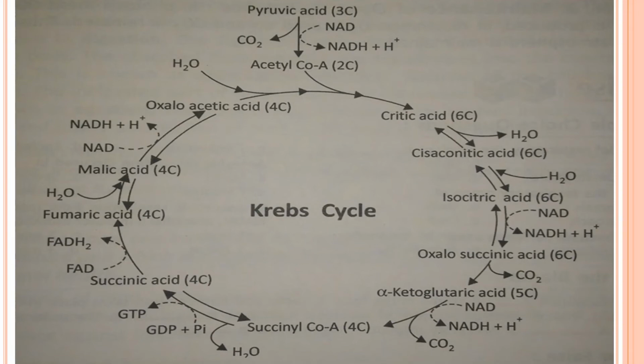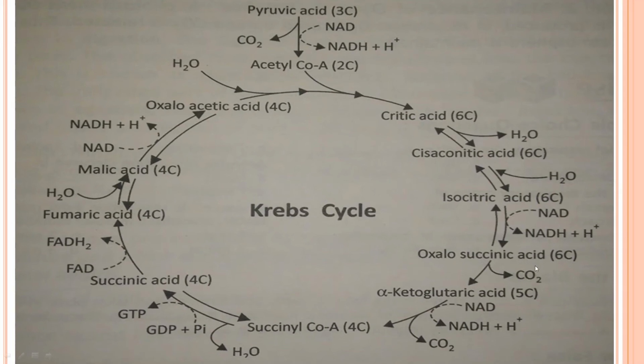Okay. So see, from pyruvic acid, a 3-carbon compound, acetyl CoA, a 2-carbon compound, is formed, with NAD converted to NADH and carbon dioxide released. So this acetyl CoA is formed. And we have seen that first, citric acid is formed. See, from acetyl CoA, citric acid is formed. Got it? So citric acid is the first product, that is a 6-carbon compound.